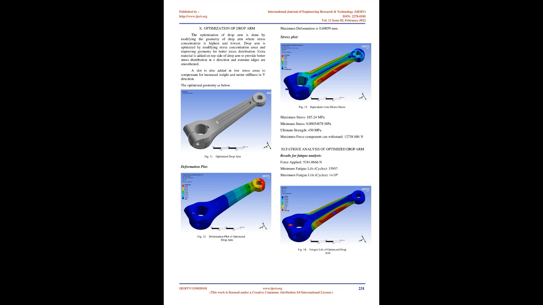Parameter. Drop arm. Optimized drop arm. Min. Max. Min. Max. Fatigue life, cycles: 23,122; 1 times 10^6; 33,957; 1 times 10^6. Damage: 1000; 43,248; 1000; 29,449. Table V. Comparison of fatigue life.